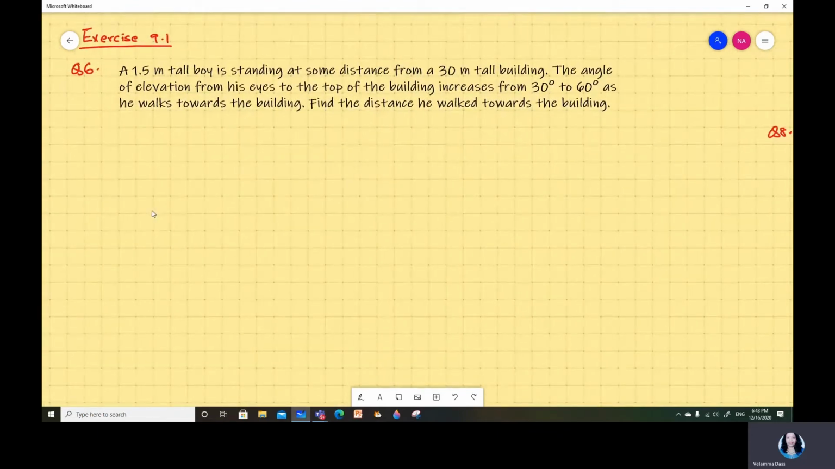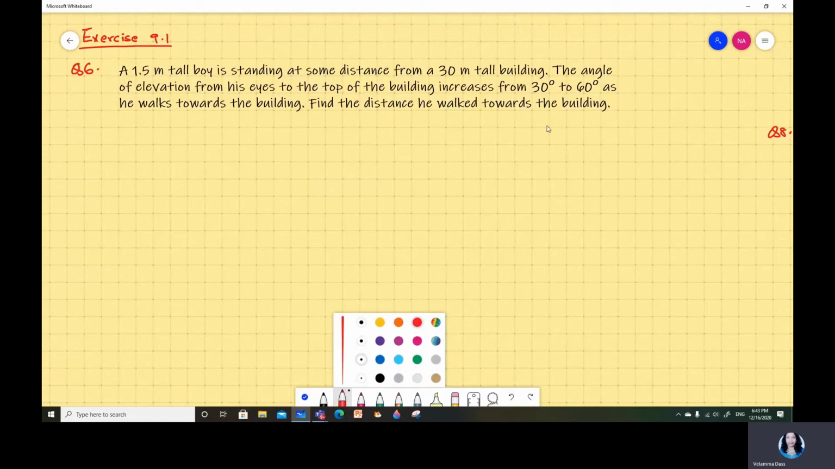A 1.5 meter tall boy is standing at some distance from a 30 meter tall building. So we find that there is a boy who is standing at some distance from a 30 meter tall building. The angle of elevation from his eyes to the top of the building increases from 30 degree to 60 degree as he walks towards the building. Find the distance he walked towards the building.